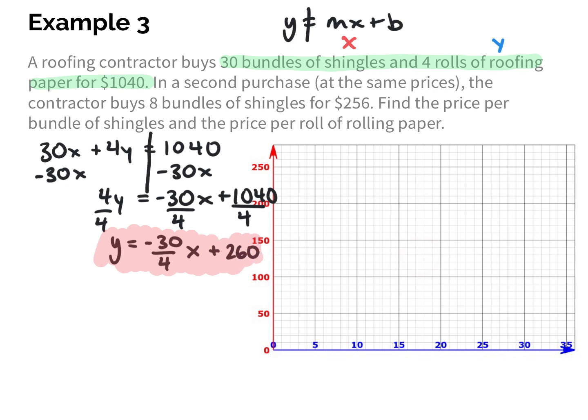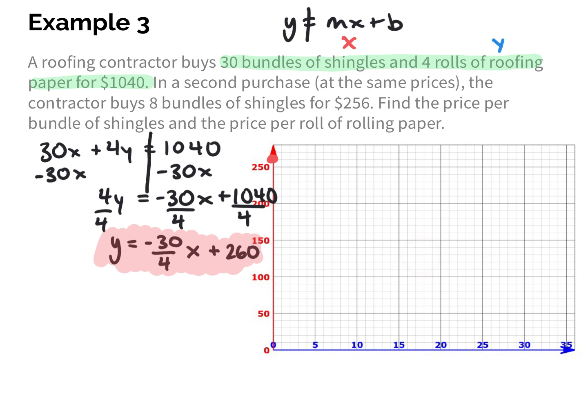And again, I'm going to graph this. So negative 30 over 4x plus 260. That means I'm going to start all the way up here at 260. I'll show this in red. All right, that's 1 above 250. My scale goes by tens here. What it says is I'm going to go down 30 and over 4.